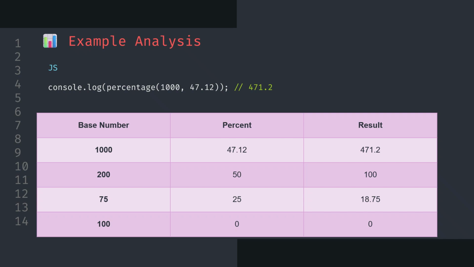Let's test our function with a few sample inputs. As you can see, it works perfectly whether we use decimals or round numbers. It even handles 0, which is great when you're dealing with dynamic inputs.